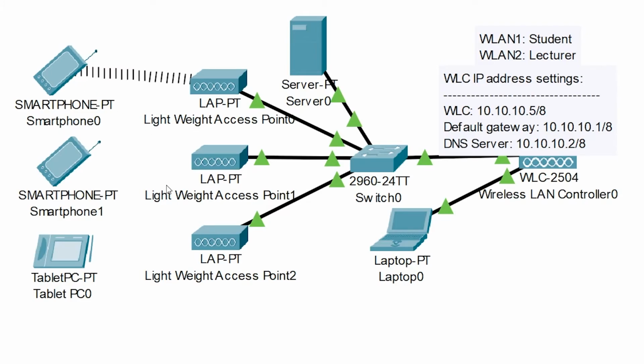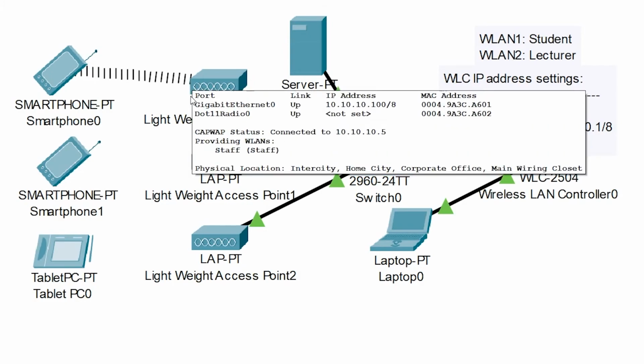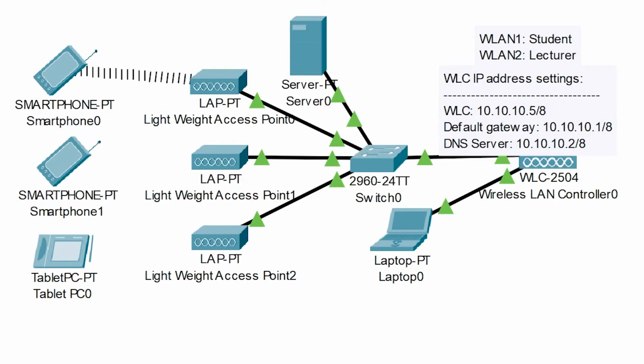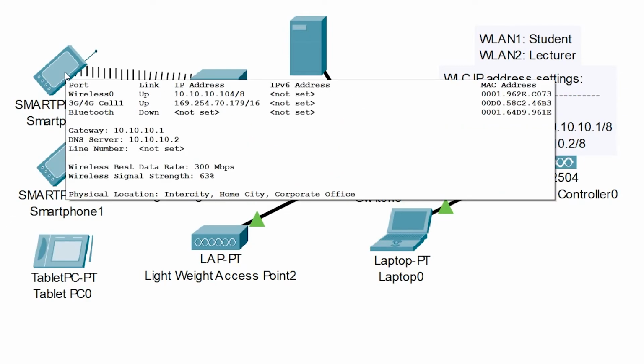I believe there is a bug somewhere in this software, so sometimes it will appear that they are connecting to the wrong access point. Your professor says don't worry about that, just make sure all of your settings are correct. When you hover over the smartphone, you'll see that it's wireless 0, has an IP address that's appropriate, and then it has the gateway and DNS server.